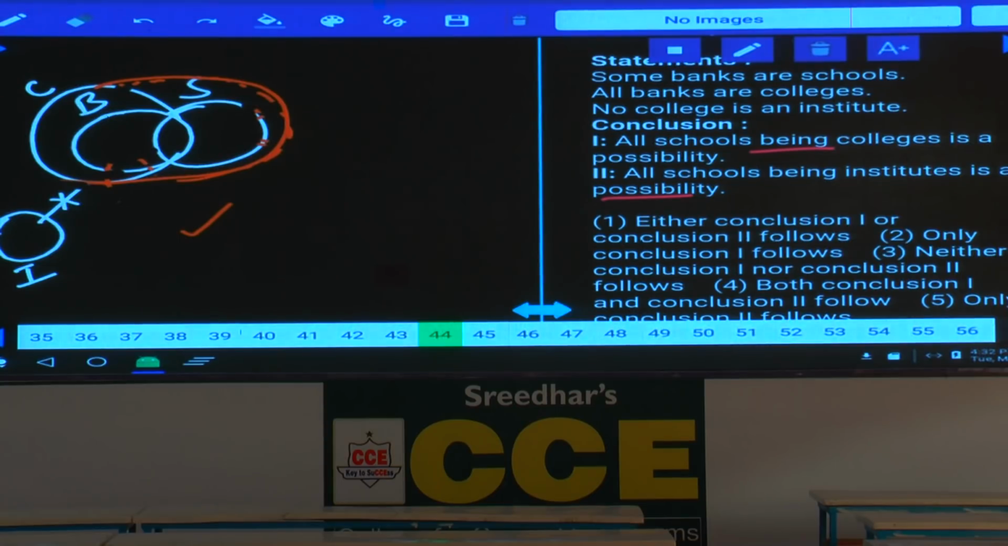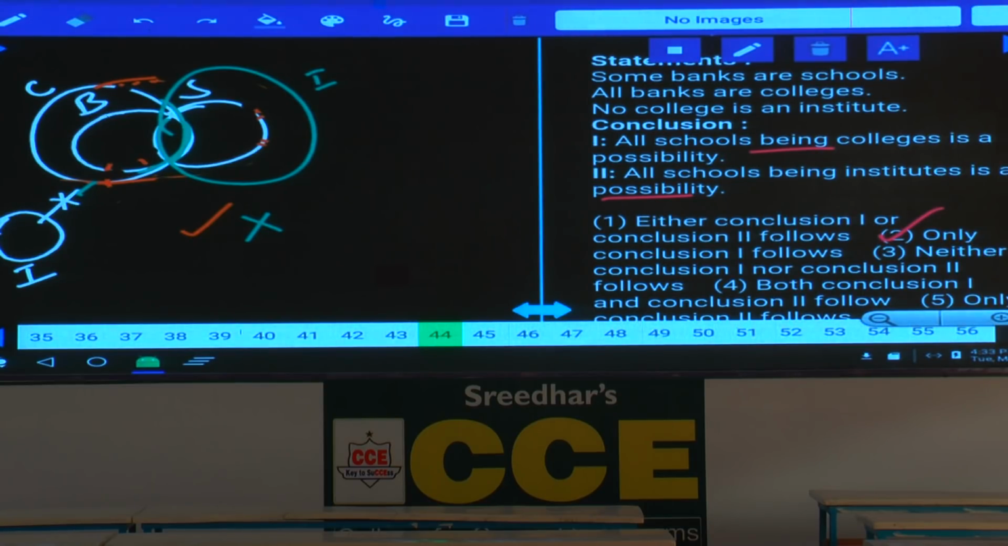Second one, all schools or institute is possible. Now tell me whether it is possible or not. All schools are institute means all these schools must be a part of institute. Now your institute should be like this. Now can you draw institute like this? If you draw institute like this, then the statement that no college is an institute will be false. Hence it is not possible. Hence only conclusion 1 is true. Only one, that is choice 2. Question number 44, choice 2.